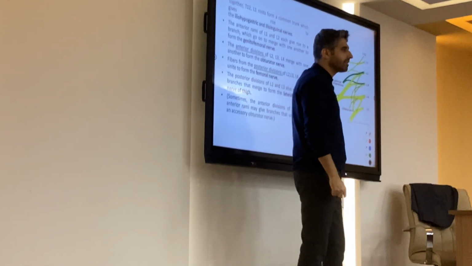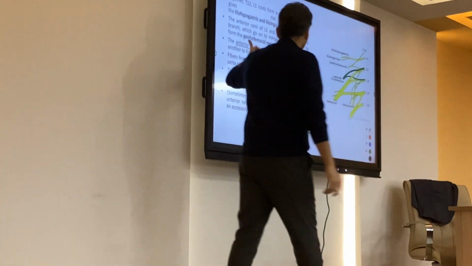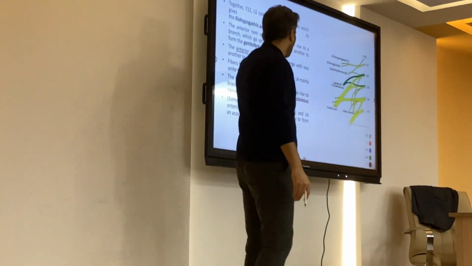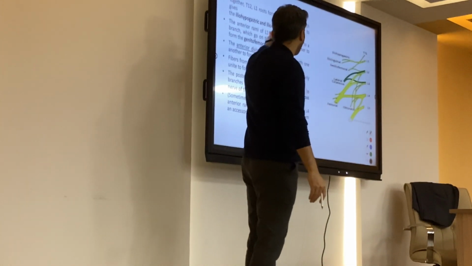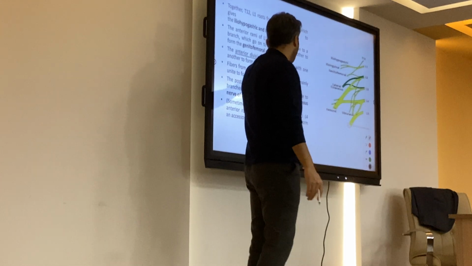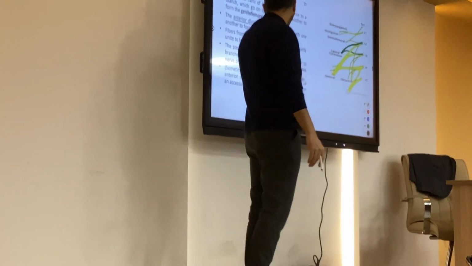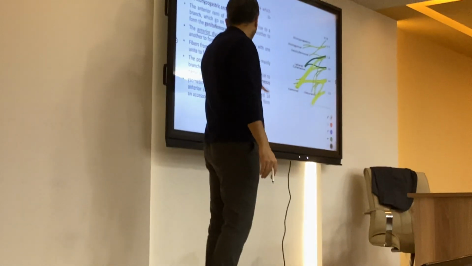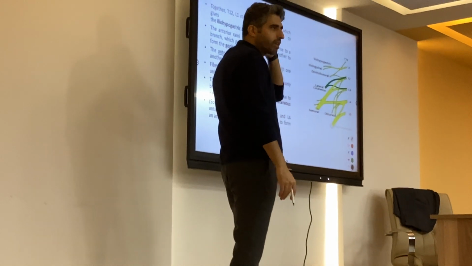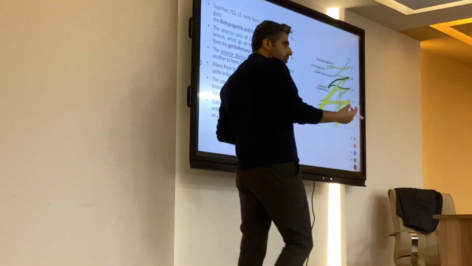So these are the 6 nerves we have, and you can read all of them. Obturator, L2, L3, L4. Genitofemoral, L1, L2. Femoral, posterior division of L2, L3, L4. Lateral cutaneous, L2, L3. Sometimes we have one accessory nerve. Accessory means not main.